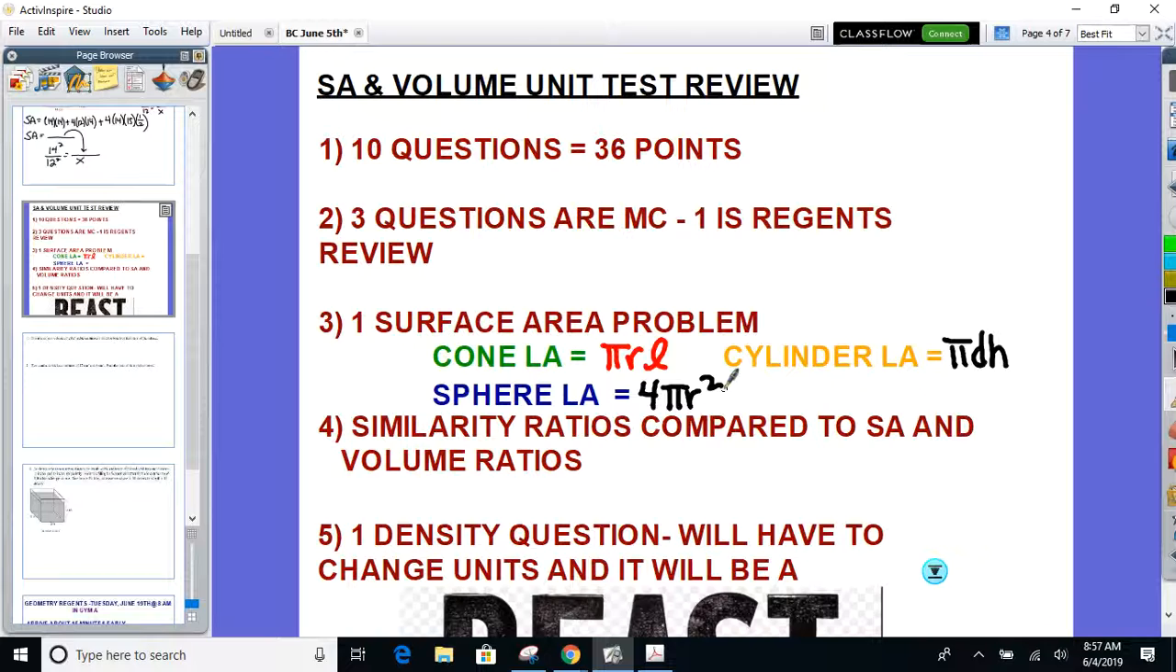And then similarity ratios, that's what we did yesterday. Probably I'm going to give you a problem similar to page 38, numbers 5 and 6. So if you want a reference point, page 38, numbers 5 and 6, something I'll give you tomorrow.